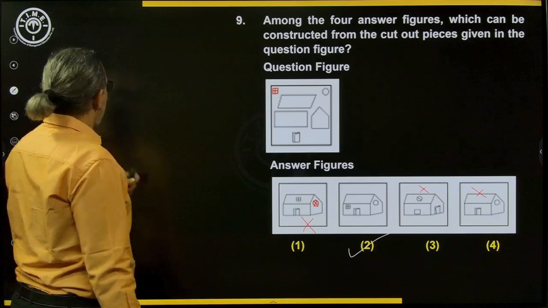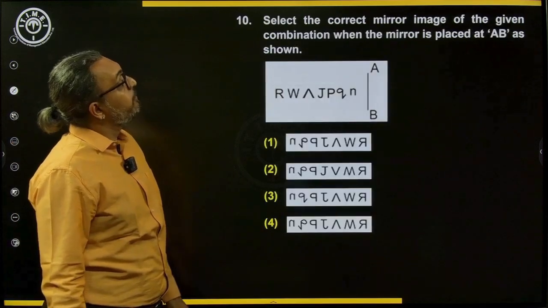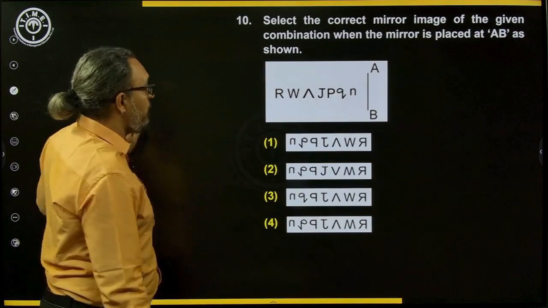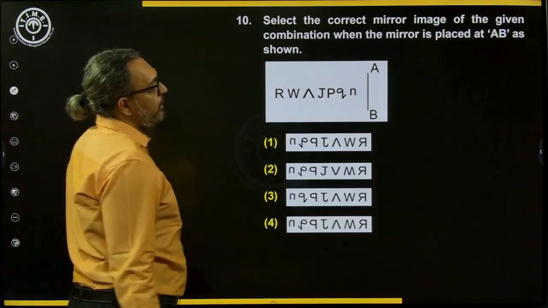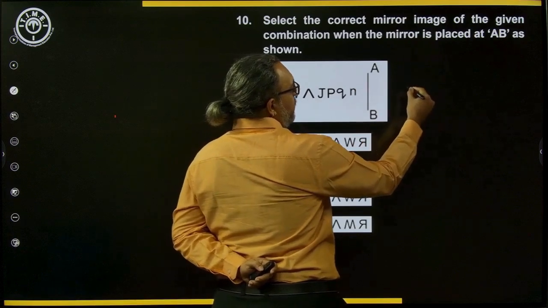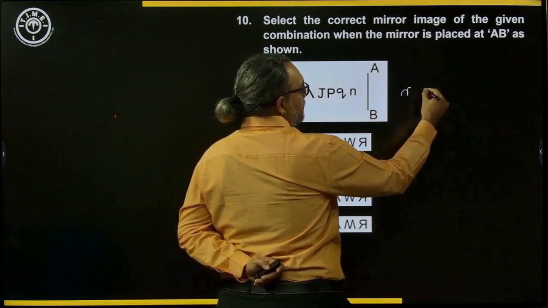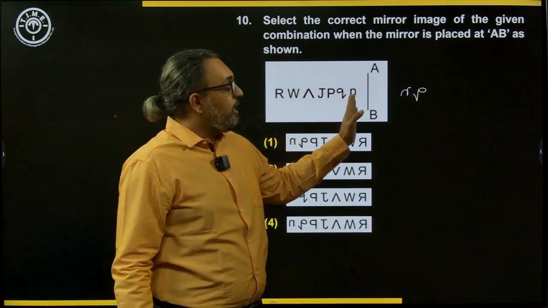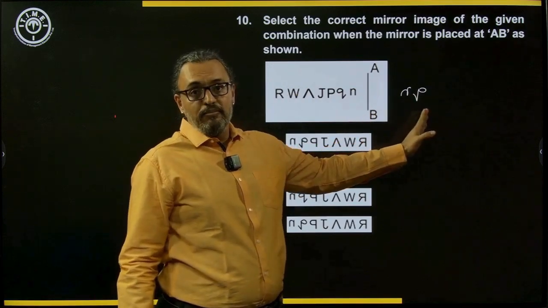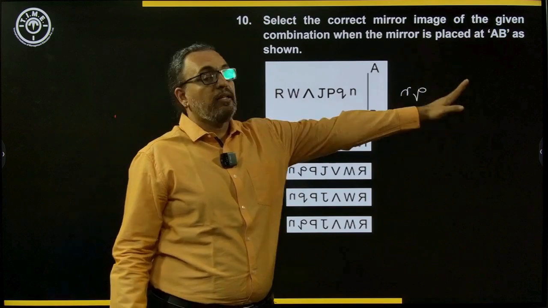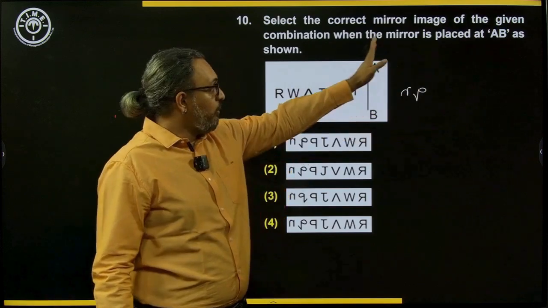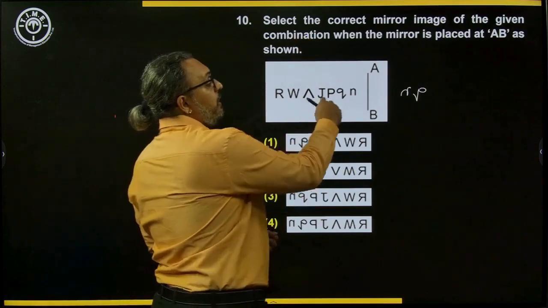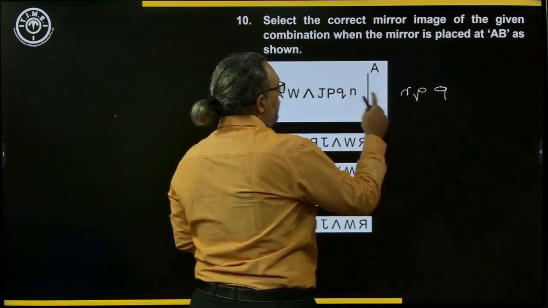Right. Then next, select the correct mirror image of the given combination when the mirror is placed at AB as shown. So when a mirror is placed at AB, how will you get your mirror image? You will get N like this, correct? Then Q like this. See, what is the concept of a mirror? Whichever is nearby the mirror will stay nearby, and whichever is farther from the mirror will be farther away. Correct? And when the mirror is placed vertically, the left will be right, right will be left. Top will be top, bottom will be bottom. Like for P, top will be top, bottom will be bottom, but P will look like 9.